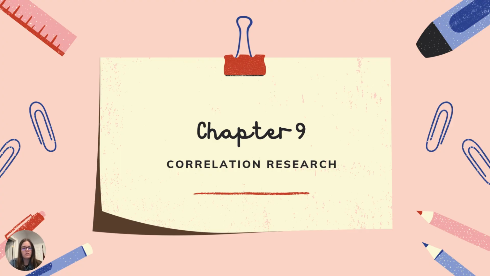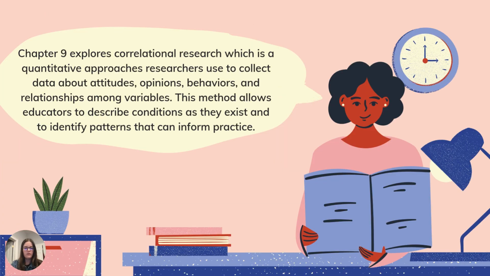So this goes into correlation research. Correlation research is a quantitative method which is commonly used in education. It helps us explore relationships between different factors, such as student behaviors or attitudes, without changing anything in the environment. Understanding these relationships is useful for educators because it helps us identify patterns that can inform teaching and learning decisions. Throughout the presentation, we're going to explore what correlation research is, its strengths and its limitations, and why it matters in an educational setting.